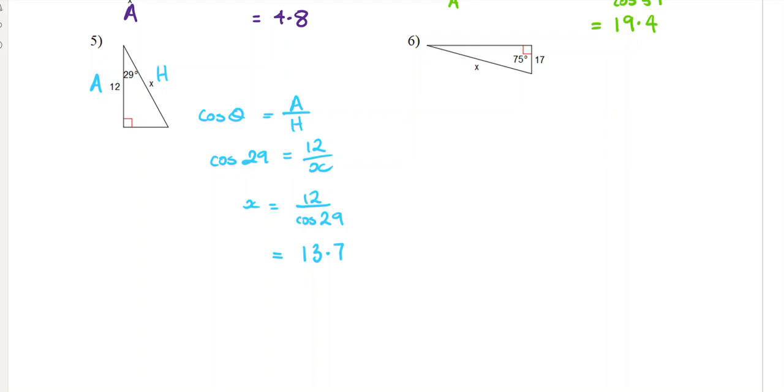Number 6. Label your triangle. You should have, what colour is it? Purple. I'm going to put hypotenuse here and adjacent here. Write your formula down. All right, I'm going to freeze it now. And you are going to sub in, rearrange and solve. Go.